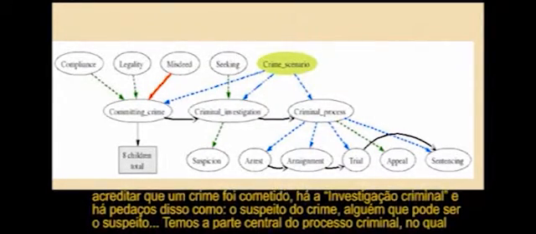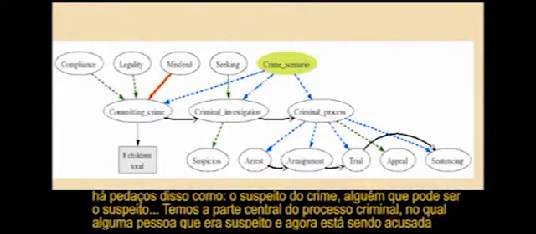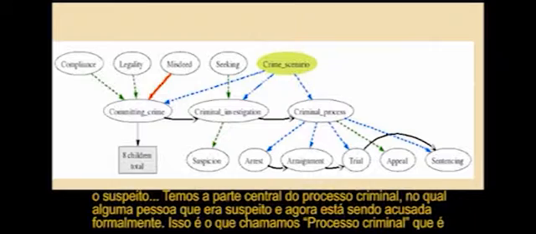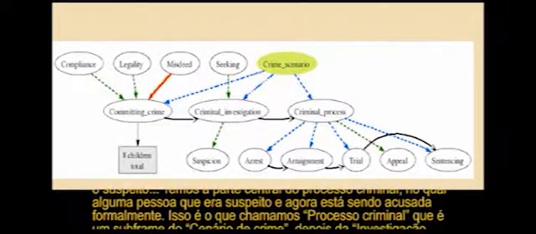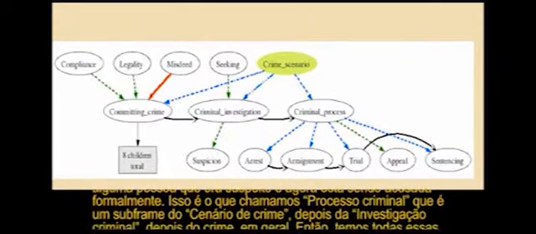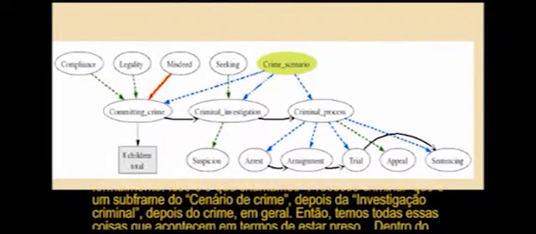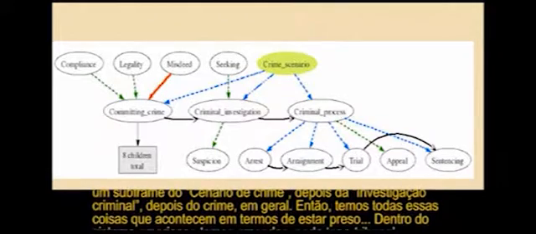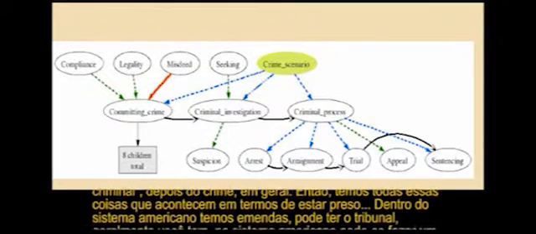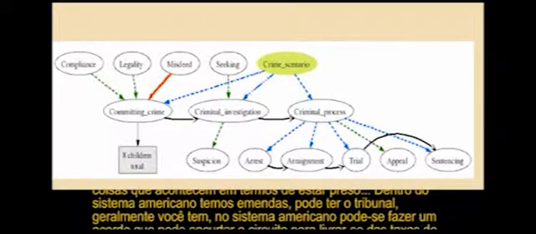Then you have the core part of the criminal process where there's some person who was a suspect and now they're actually being charged. And in that thing that we call the criminal process, which is a subframe of this crime scenario after the investigation, after the crime, generally, then you have all of these other things that happen in terms of being arrested. And in the American system, you have an arraignment. You might have a trial. Generally, you do.